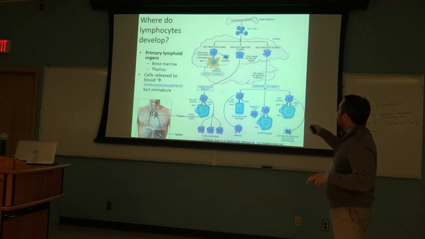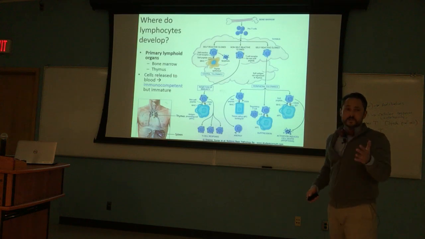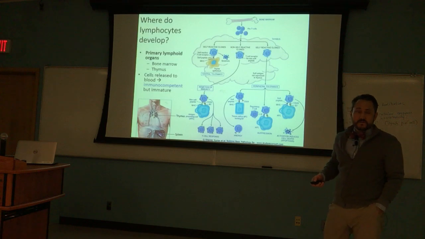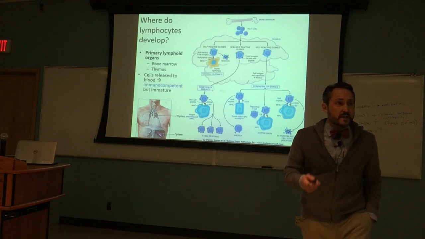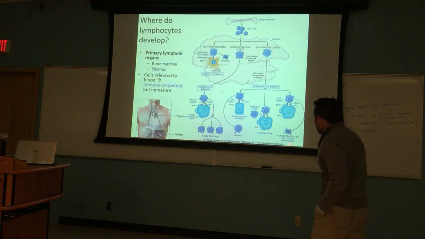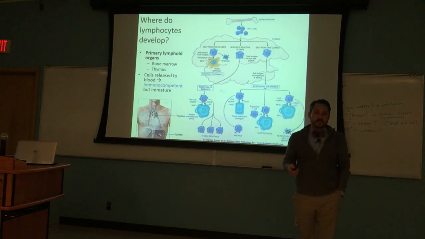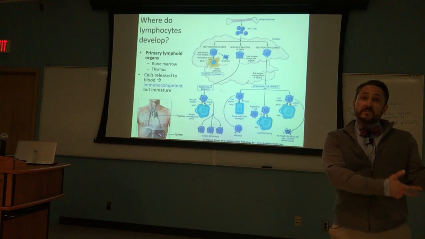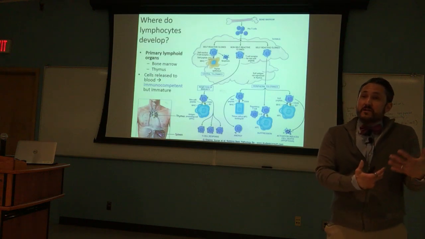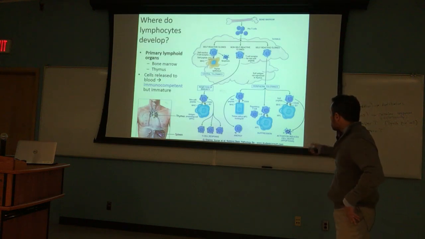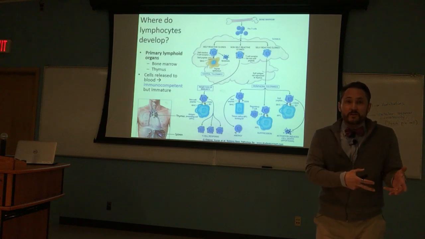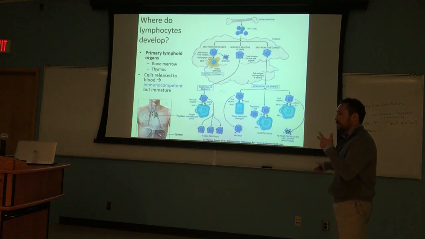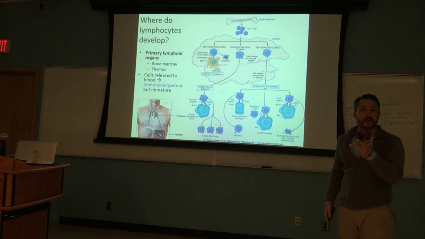Every now and then, central tolerance doesn't work. And you get something that leaks out of the thymus, and it is self-reactive. And then we have a backup mechanism with T cells, and we call it peripheral tolerance. And that means it's not central, it's not in the thymus, it's out in the periphery. And we have 3 mechanistic pathways for peripheral tolerance. Number 1, anergy. Number 2, suppression. Number 3, apoptosis again. It's coming back.